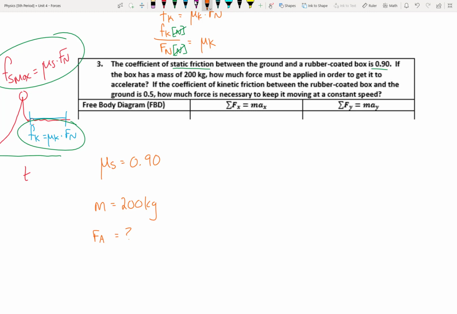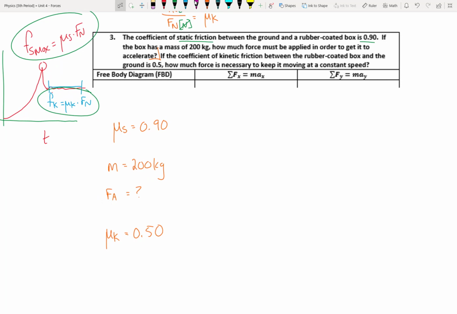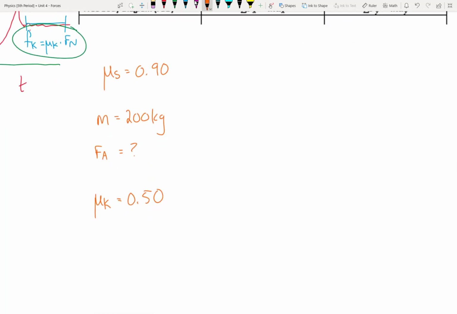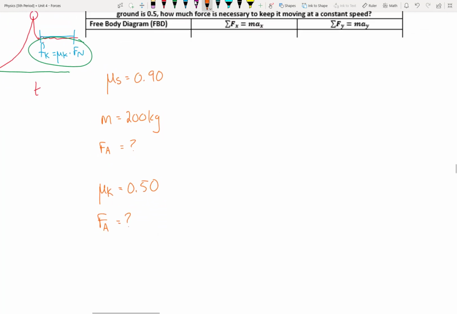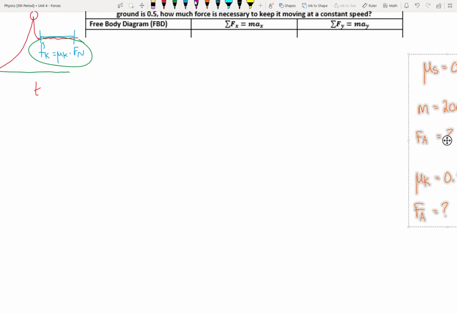And then we have the second part of the question. If the coefficient of kinetic friction is 0.5, we say, okay, if it's moving, the coefficient is 0.50. How much force is necessary to keep it moving? It still has the same mass, but then we're saying, okay, what's the applied force necessary in that case? So we're just going to put these over to the side. So over there, we're going to say this object's moving to the right.